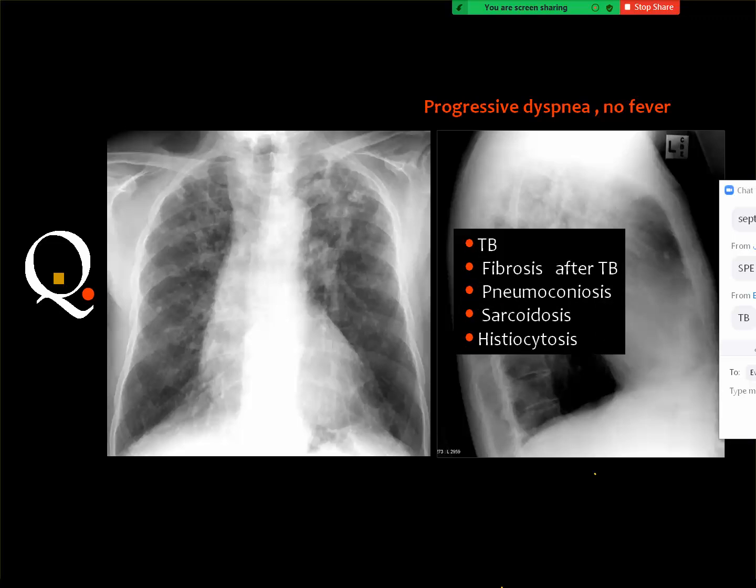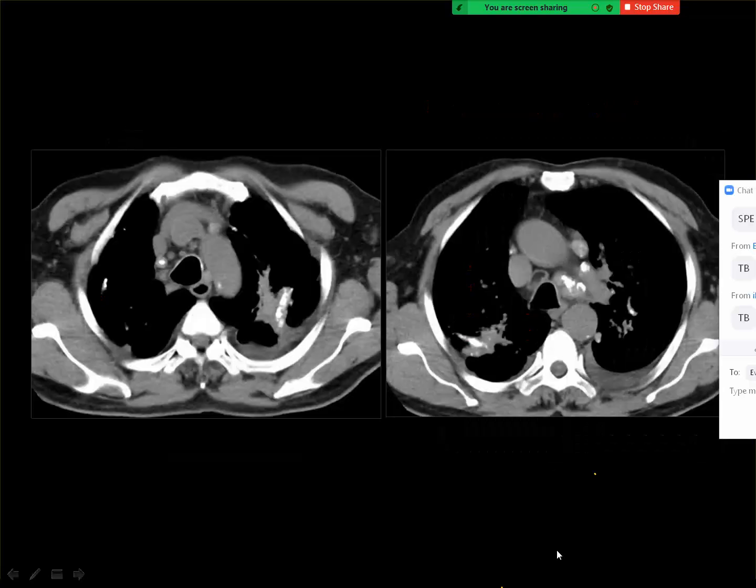TB, yes. These are some of the differential diagnoses: TB, fibrosis, post-TB, pneumoconiosis, sarcoidosis, histiocytosis, and the answer is TB. But from the plain film, actually, and this is the CT scan of the same case. Then you can see in the CT scan that there are masses with dense calcification, and he also got some calcified mediastinal lymph nodes.